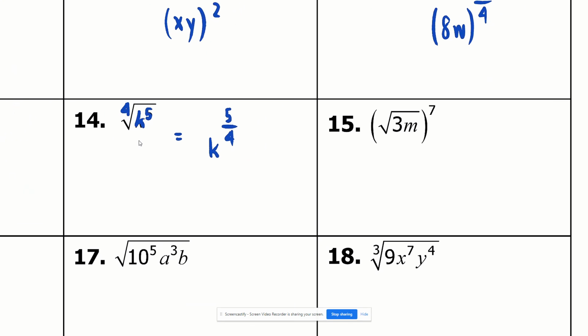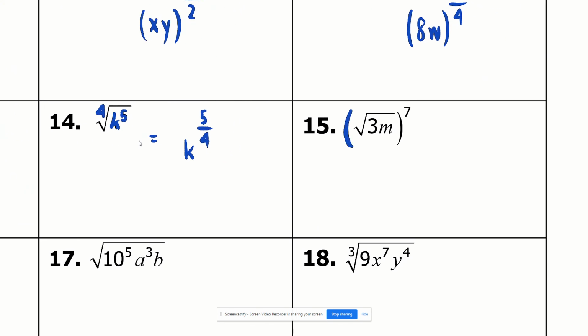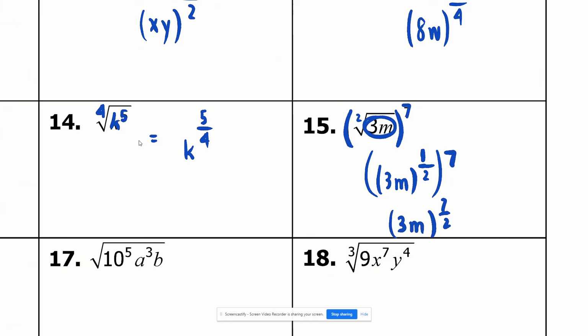Now, I want you guys to notice this one's written a little bit different. It has the whole thing raised to the 7th power. So technically, what you have here is you have 3m, and it's raised to the fractional exponent. This is understood to be a 2, so that's the denominator. And since there's nothing else in here, that's understood to be a 1, but it's all raised to the 7th power. So if I raised that to the 7th power, I would simply multiply 1 by 7, and that would end up getting 3m to the 7/2.